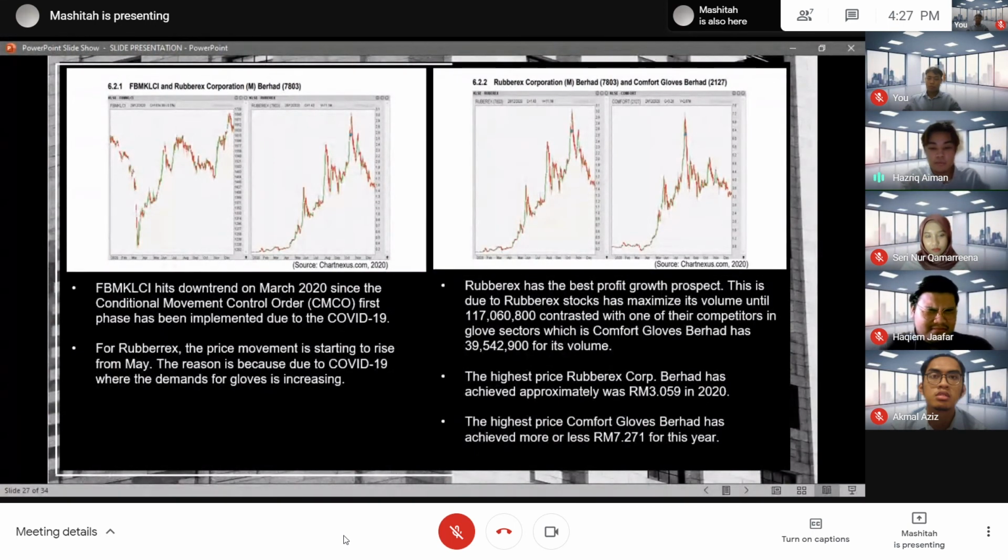And then for Comfort Glove, which is its competitor, Comfort Glove's net profit jumped by 551%, from 22 million to 150 million. The company's revenue also increased by 68.6%, from 372 million to 627 million. Therefore, the highest price for Comfort Glove in 2020 is 7 ringgit and 27 cent.